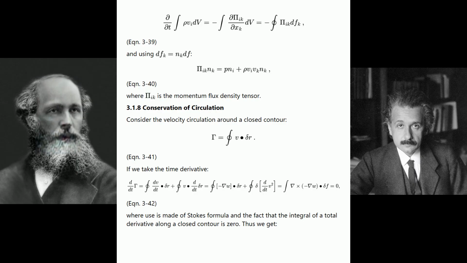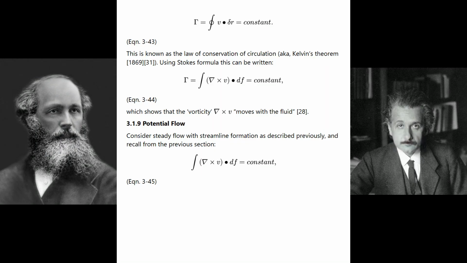3.1.8 Conservation of circulation. Consider the velocity circulation around a closed contour. See equation 3-41. If we take the time derivative, see equation 3-42, where use is made of Stokes' formula and the fact that the integral of a total derivative along a closed contour is 0. Thus we get, see equation 3-43. This is known as the law of conservation of circulation, aka Kelvin's theorem.